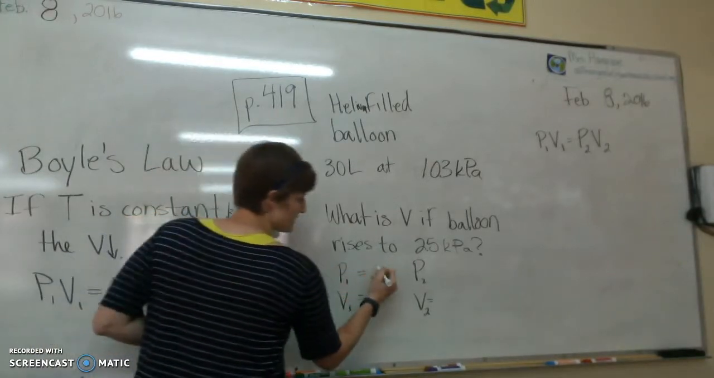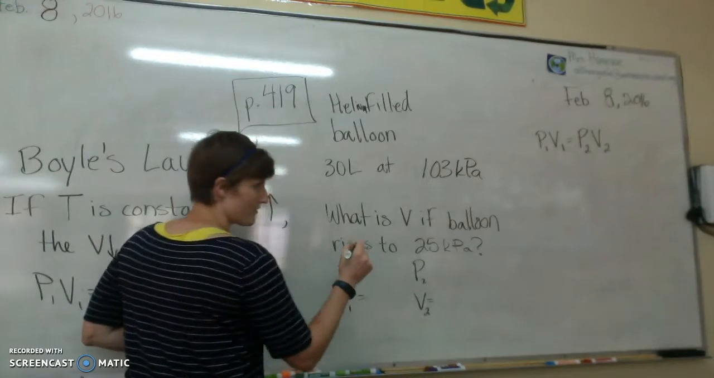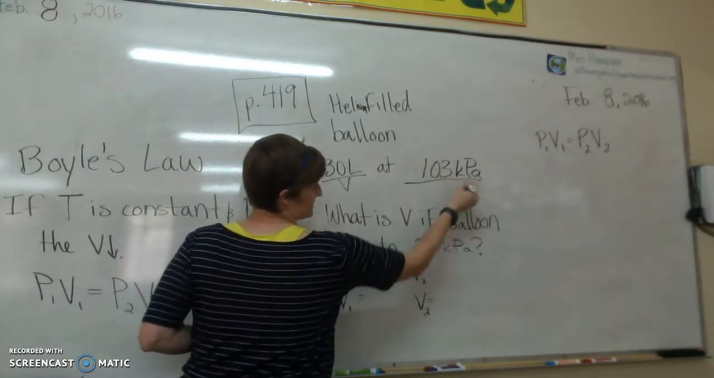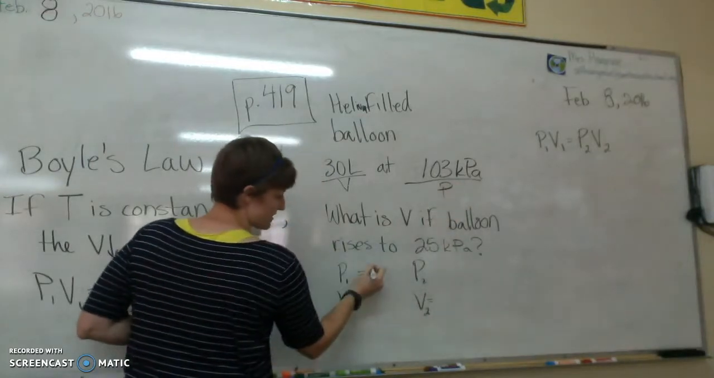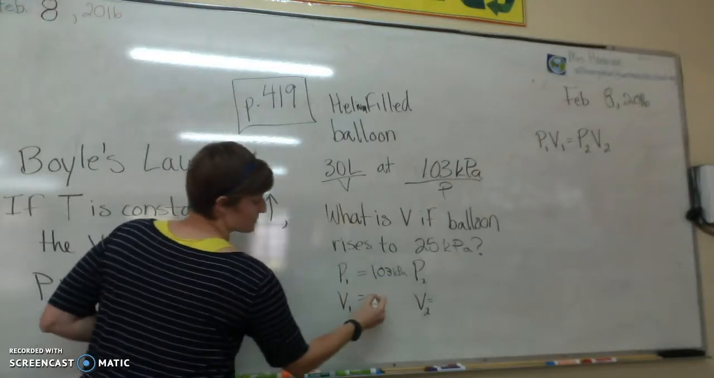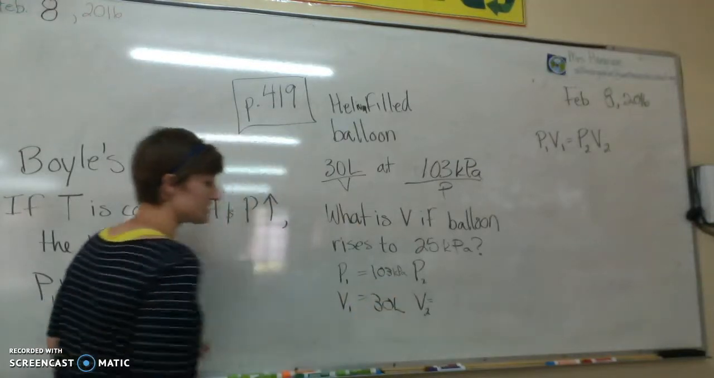So we're told that we start with 30 liters, and that's the volume, and kilopascals is pressure. So here's our 103 kilopascals, and then our first volume is 30 liters.